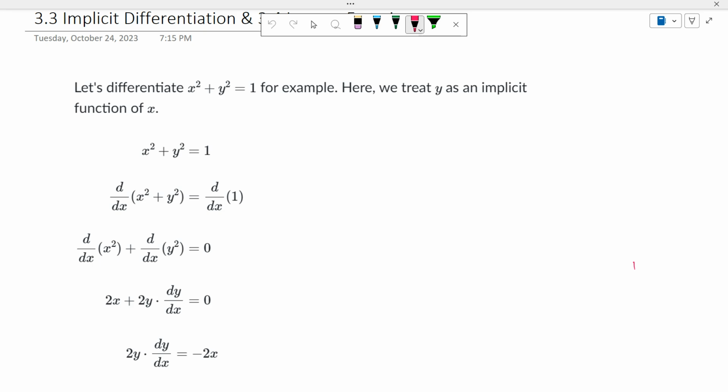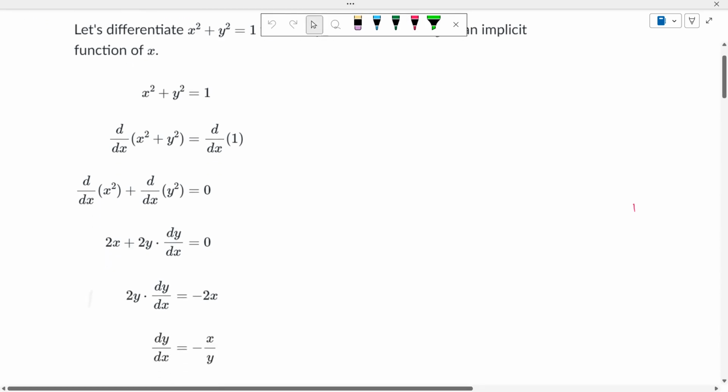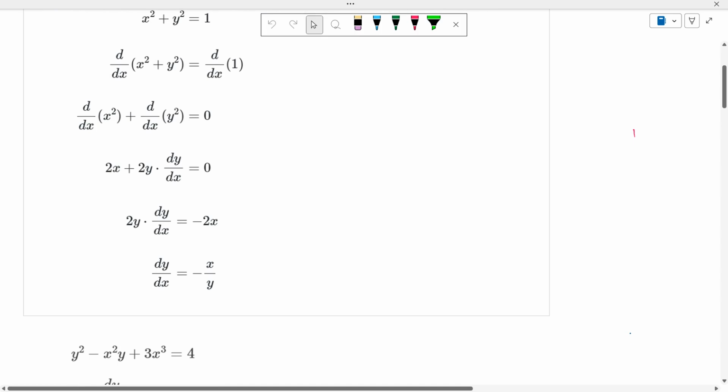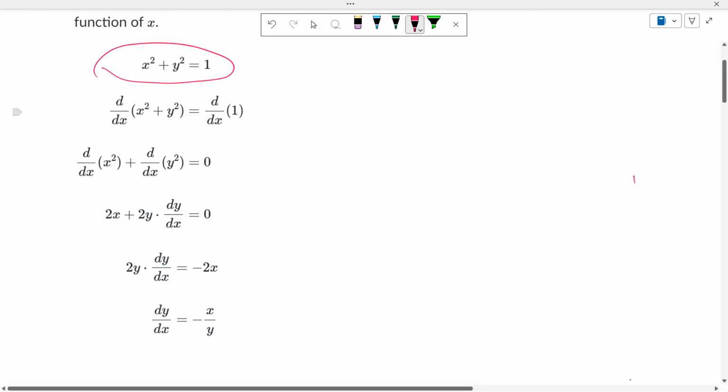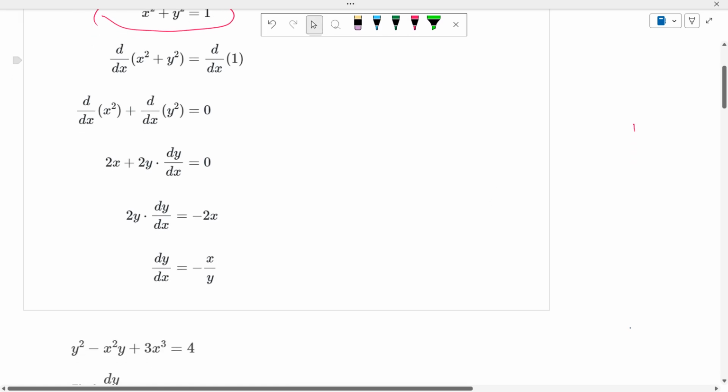Now we're going to get dy dx alone. So we subtract 2x from each side and divide each side by 2y, and we get negative x over y. So the derivative of y with respect to x is negative x over y. That will be the slope of the function. I'm sorry, that does not make sense, but that is how we do it. And do you know what kind of a function this is? Do you know what shape this makes? A circle. Way to go. With the center at 0, 0, and a radius of 1.